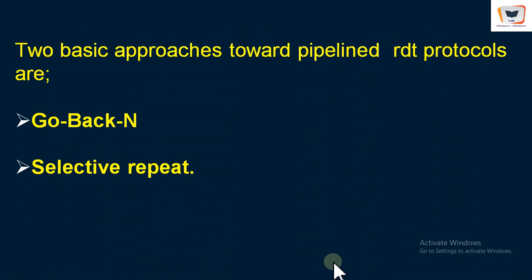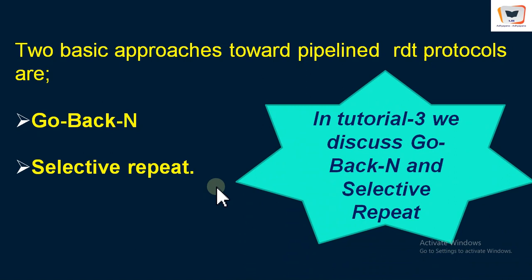So with this, there are two basic approaches toward pipelined RDT protocols. They are named go back and selective repeat. So my dear viewers, in tutorial 3 we discuss go back and selective repeat.